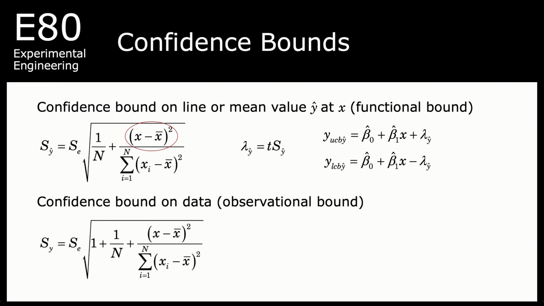To do the same calculations on the data, the observational bound, we need to add a 1 under the radical. The relationship for the confidence interval and the upper and lower confidence bounds are analogous to the functional bound cases. It's important to note that in all cases, the standard errors and hence the confidence bounds are functions of x. In case you hadn't noticed, we're not deriving the formulas, just giving the results of the derivations. If you're curious, consult a statistics text or search the web.